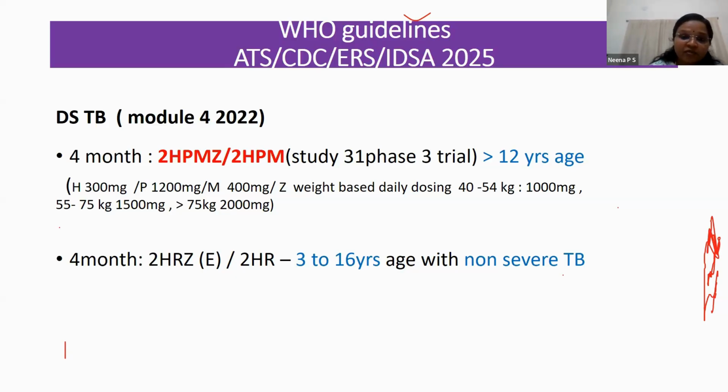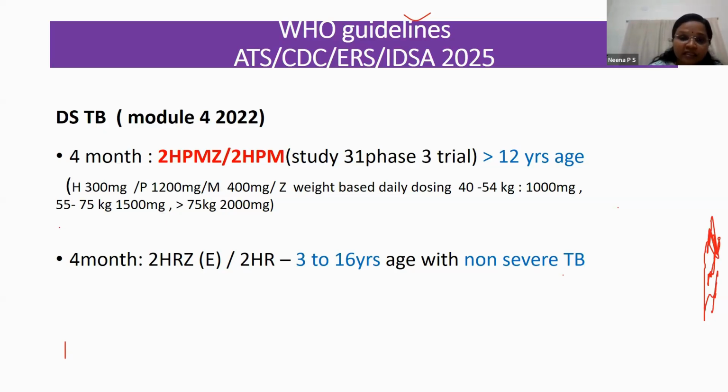And there is a regimen for children in the age group of 3 to 16 years with non-severe TB. That is, there is no extensive cavitating disease. It's only unilateral disease, a lobar disease, and is not smear positive. And for extrapulmonary TB, maybe it's only a peripheral node. There are no extensive mediastinal nodes and no CNS involvement. No disseminated TB. It's a simple non-severe TB.